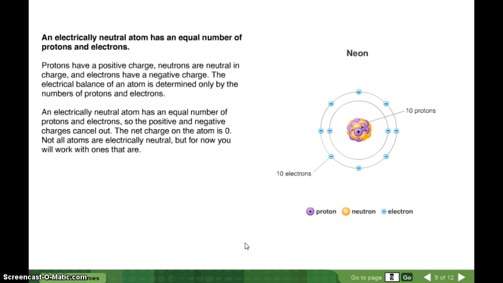An electrically neutral atom has an equal number of protons and electrons. And I'll start this one on the next video link.